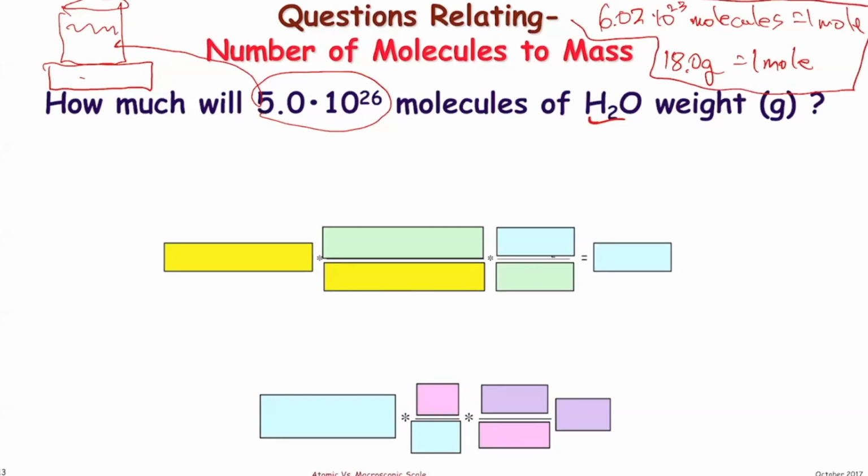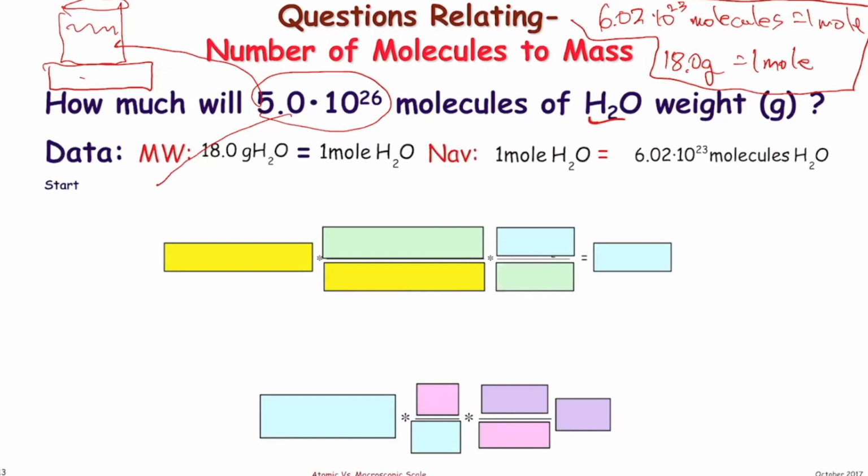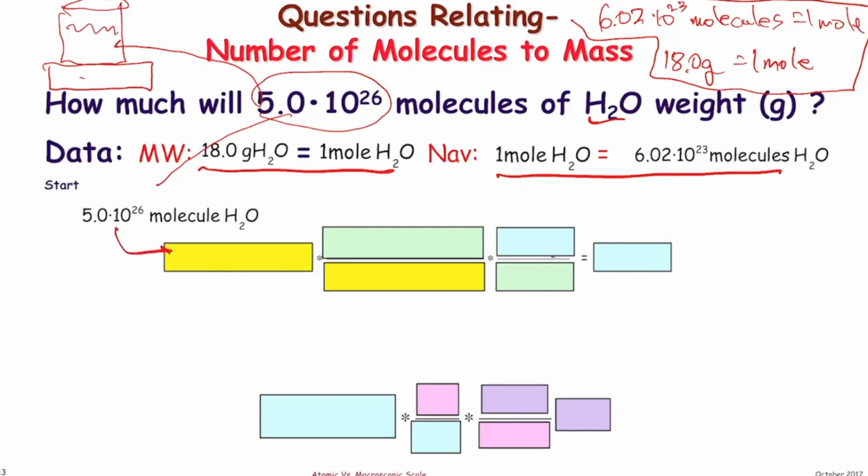Okay, so how do I start? This is the information I need, the molar mass and Avogadro's number. To start, I'm going to use 5 times 10 to the 26 molecules as my starting point, right there. Then I look at the units of that. That has molecules in it. Look at Avogadro's number. That has molecules. And on top is my other unit, mole.